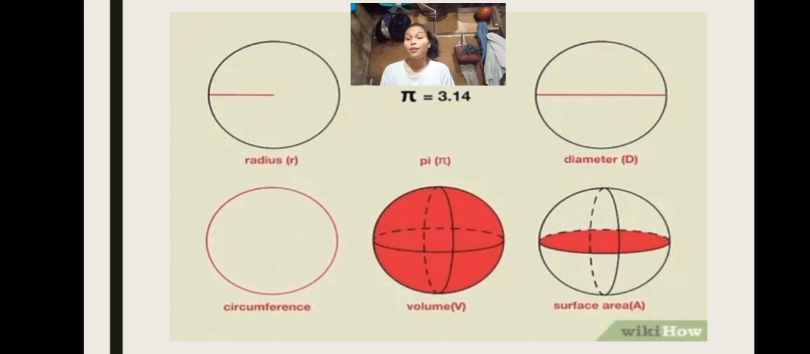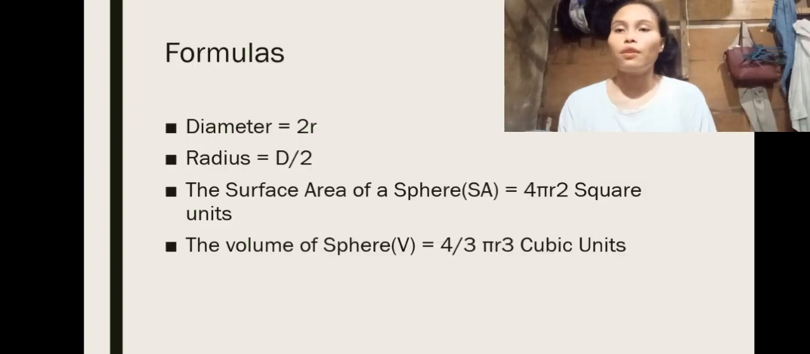Next is the volume, the one in red. Then the diameter, then the surface area. From that image, we will be able to know all of this about the sphere. So here are the formulas of the sphere.